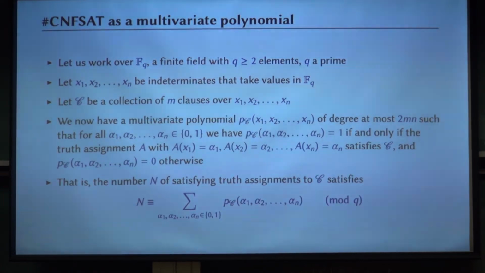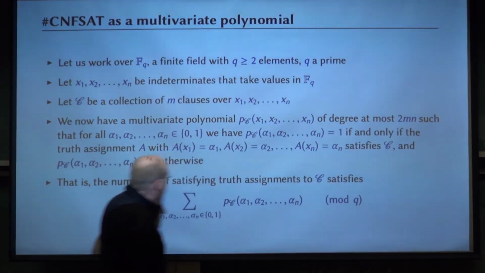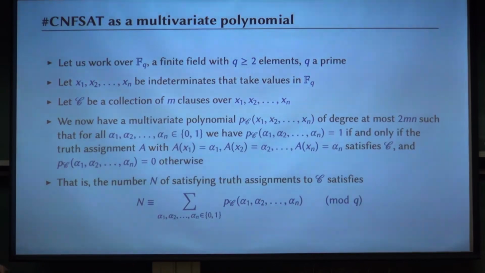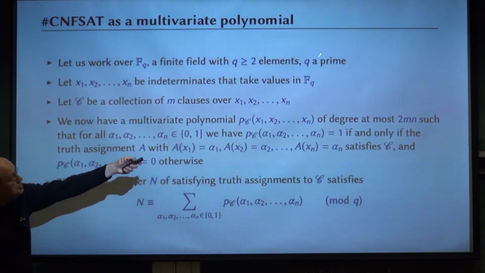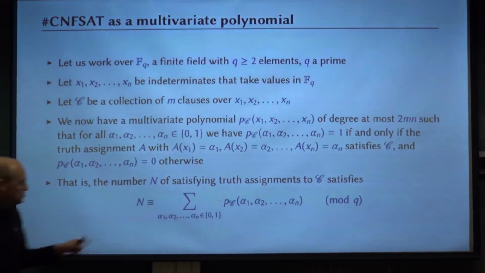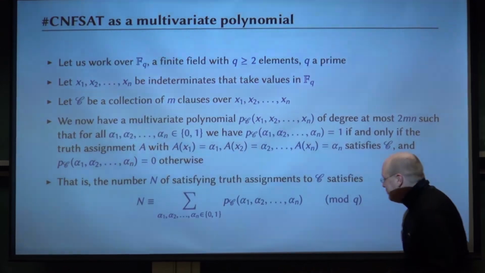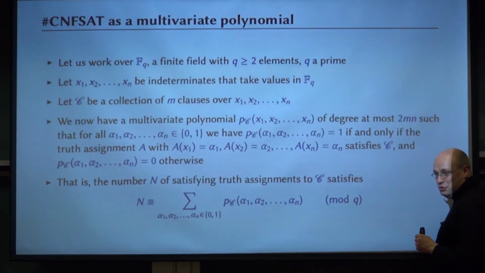Okay, so let's summarize what we have now. Again, we are working over a field that contains 0 and 1. We have n variables, we have a collection of clauses, and we have this polynomial that indicates for a 0,1-valued assignment whether the assignment is satisfying, indicated with the value 1, or not satisfying, indicated with the value 0. So Q is our favorite prime, which we will eventually select, not yet. By summing this polynomial over 0,1 assignments, all 2 to the n of them, we actually get the number of solutions modulo Q.